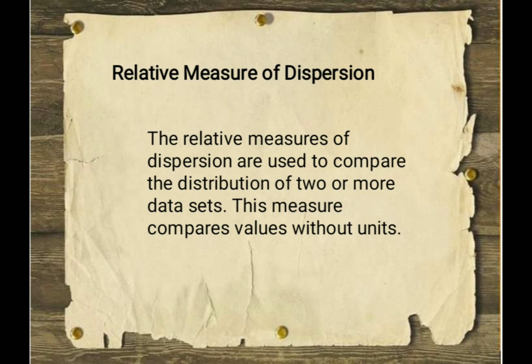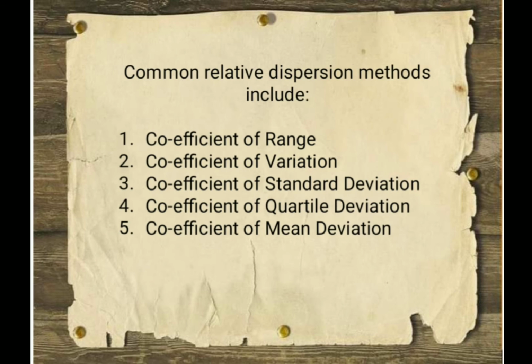So, we have 5 types of absolute measures of dispersion, which are: 1. Range, 2. Variance, 3. Standard deviation, 4. Quartile and quartile deviation, 5. Mean and mean deviation. Relative measure of dispersion. The relative measures of dispersion are used to compare the distribution of two or more data sets. These measures compare values without unit.